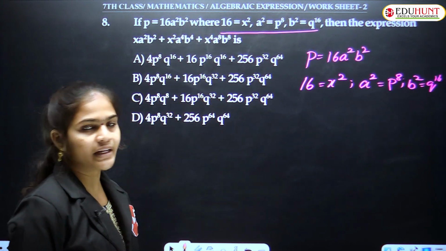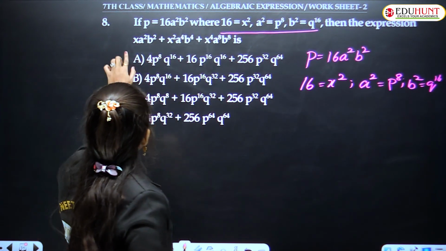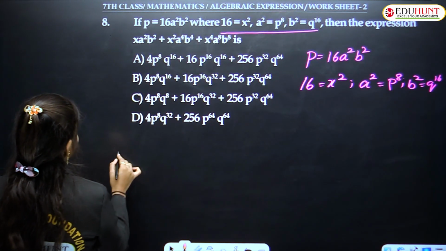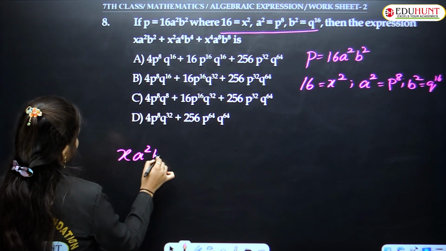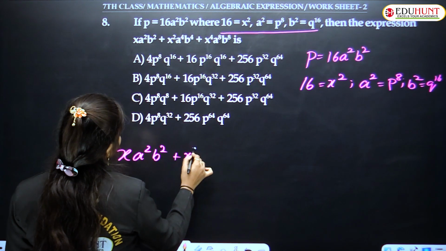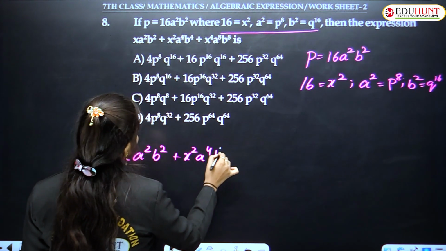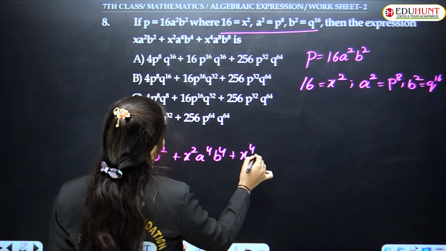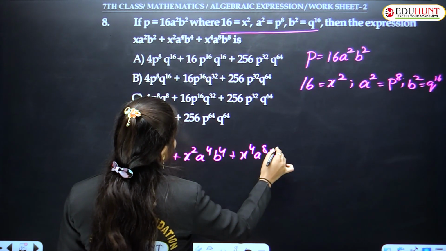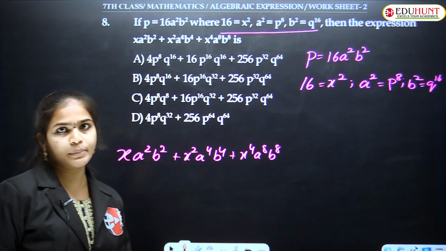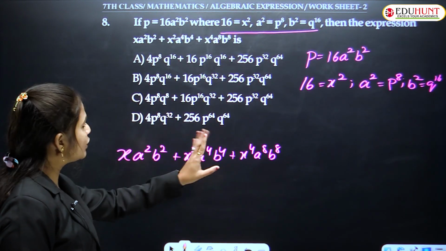Those values they given, no? As per this one here, what values we need to find out? x square b square plus x square a power 4 b power 4 plus x power 4 a power 8 b power 8. Okay, this value we need to find out.